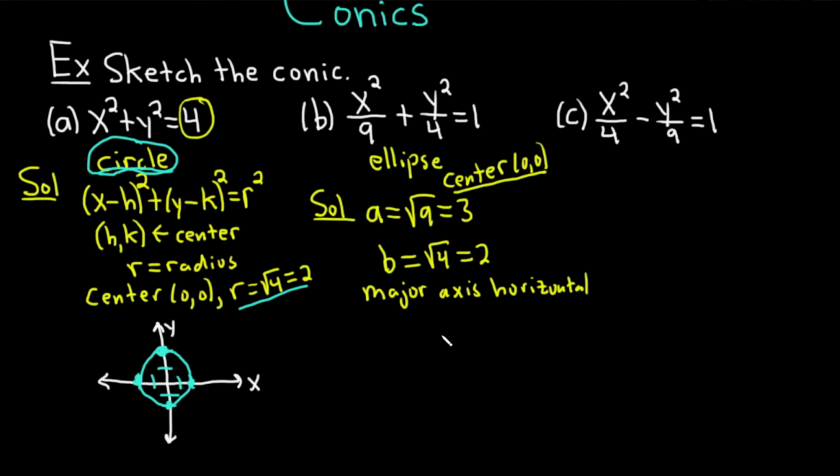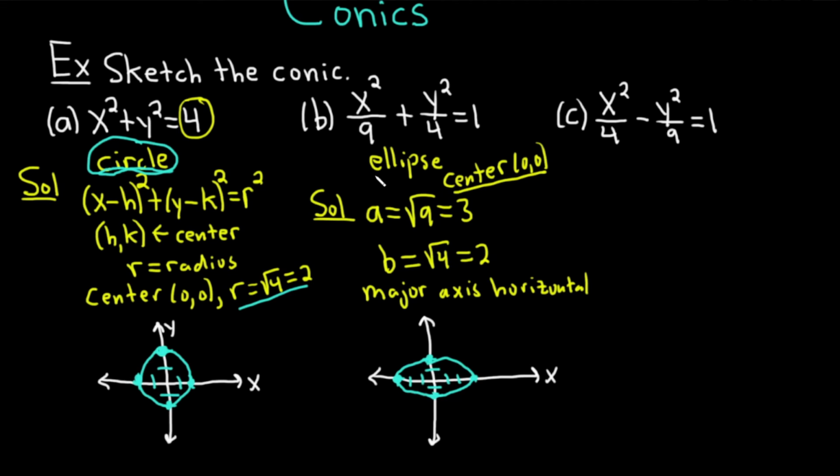So now let's go ahead and do our graph. So here's the y-axis. Here's the x-axis. So x. And because the major axis is horizontal, we go left and right by a from the center. So we're going to go right 3, so 1, 2, 3, and left 3, 1, 2, 3. And we put dots there. Then you just go up and down by 2. And then you attempt to connect the dots and make a sideways egg.